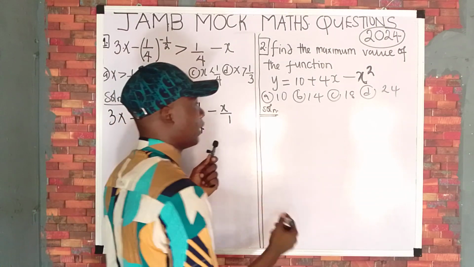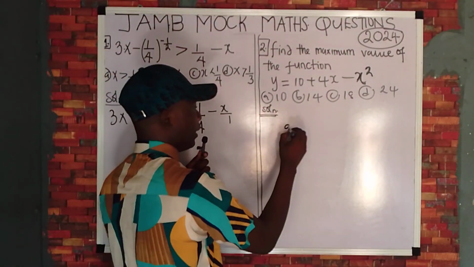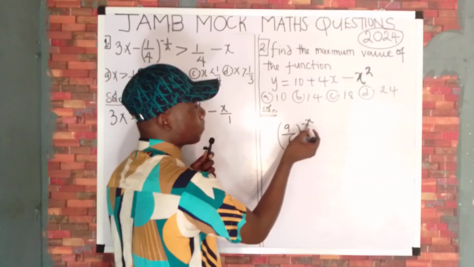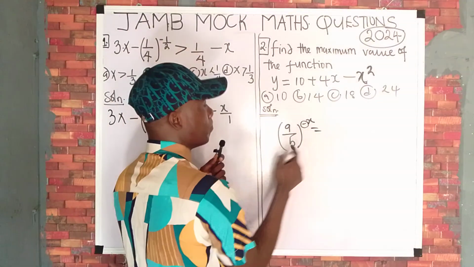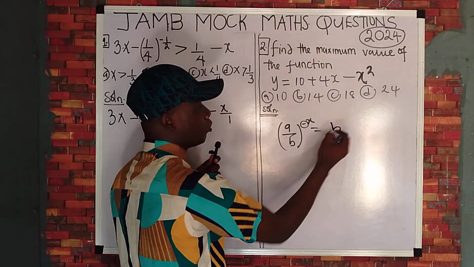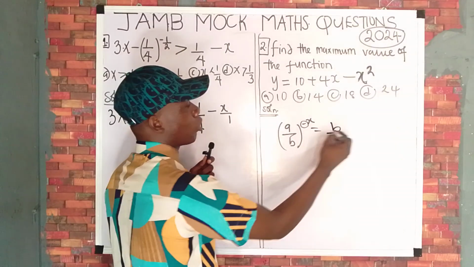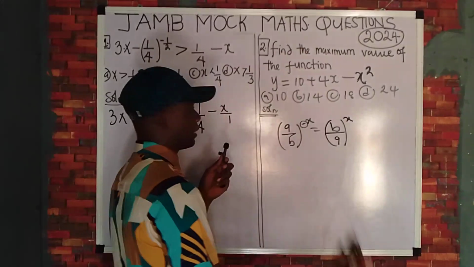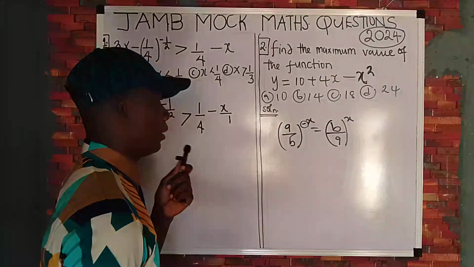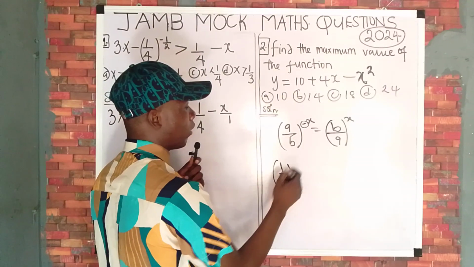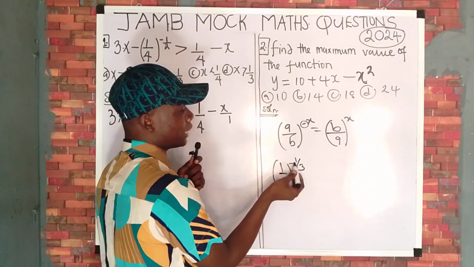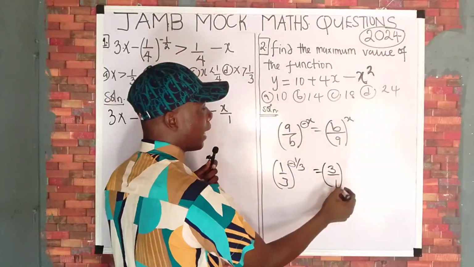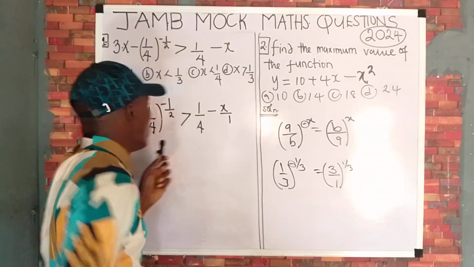Now, let's go back to the knowledge of indices. Remember, if I have a over b raised to the power of minus x, to remove this minus is to make the denominator become the numerator and the numerator become the denominator. Then the negative sign will disappear. It's as easy as that. If I have 1 over 3 raised to the power of minus 1 over 3, the 3 goes up and the 1 comes down, and then you have 1 over 3. That's all.